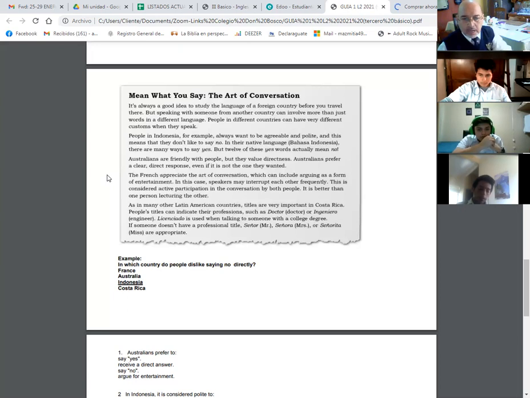So they are very direct people. Australians prefer a clear, direct response, even if it is not the one they wanted. So make sure when you speak with Australians, be direct in what you think and what you say. Really good.